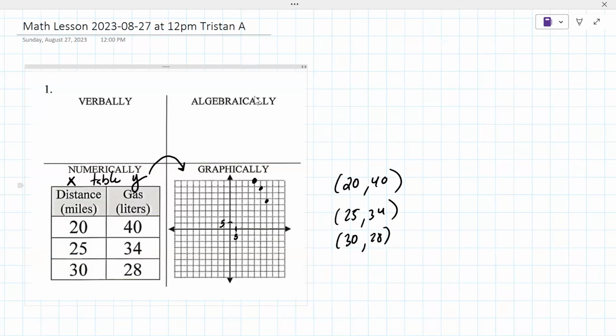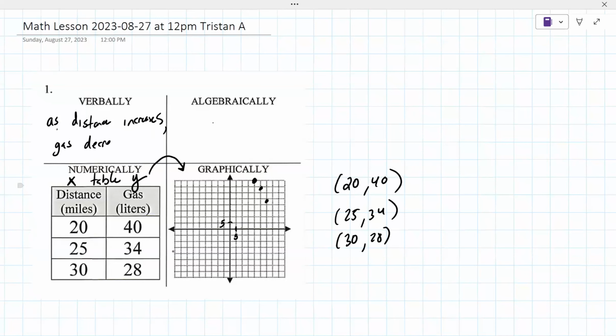Okay, so here's what we can say. As distance increases, we'll do the verbal one first. It's not very precise. As distance increases, basically as you get bigger, 20, 25, 30, the gas decreases. This is what's called an inverse relationship, where as one goes up, the other goes down, and as one goes down, the other goes up. We see these all the time.